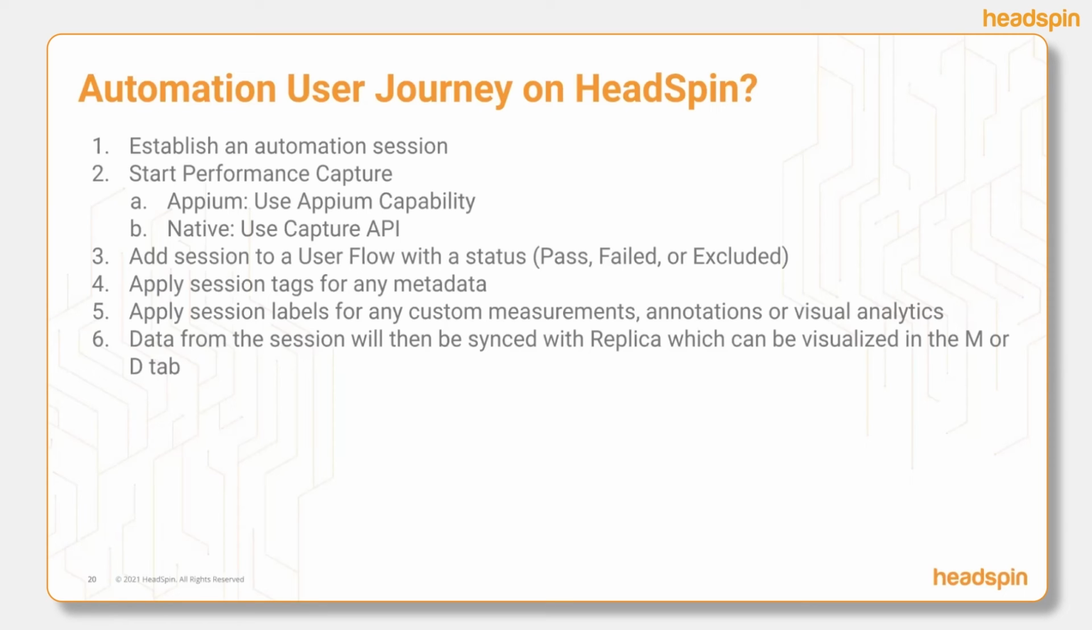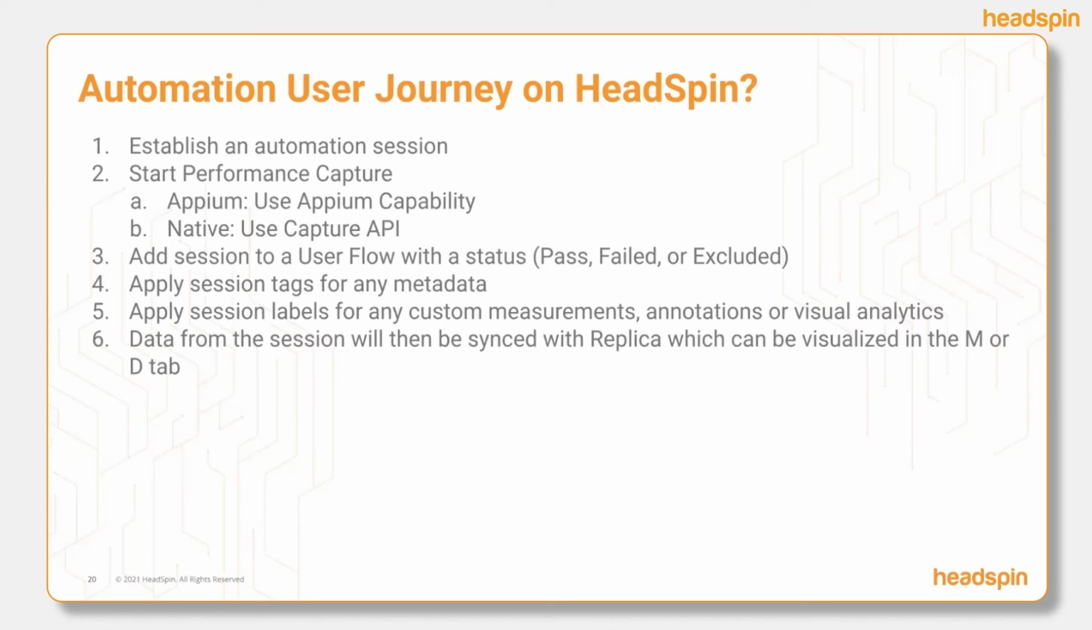If you're using Appium, you can use the Appium capability. You can still use the APIs that we'll go through. If you're using native, unfortunately, you have to just use the capture API. There's no idea of capabilities that would tie the sessions together. After the test has finished, you would add that session to a user flow with the status of pass, failed, or excluded, right? I believe in parts of our enablement so far, we've gone over what a user flow is, but it's a grouping of tests on the platform that allow you to query it from the business intelligence database that we refer to as Replica.